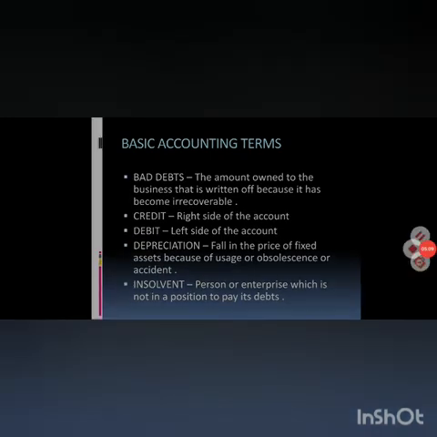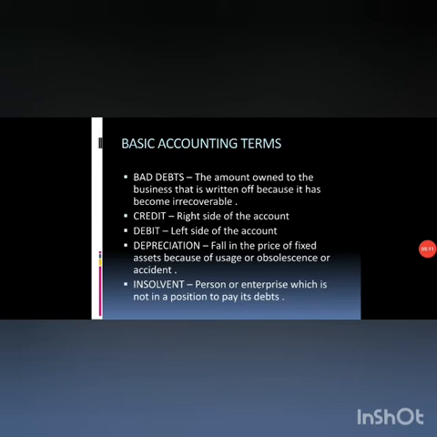Now, bad debts. Bad debts are the amount owed to the business that is written off because it has become irrecoverable. Credit means the right side, giving, and debit means the left side, the amount we will receive. Now, depreciation. It is the fall in the value of fixed assets because of usage or accident. Insolvent. A person or enterprise which is not in a position to pay its debts.